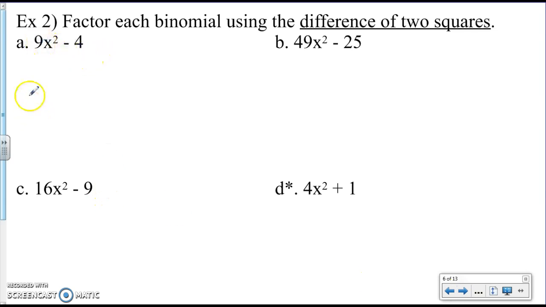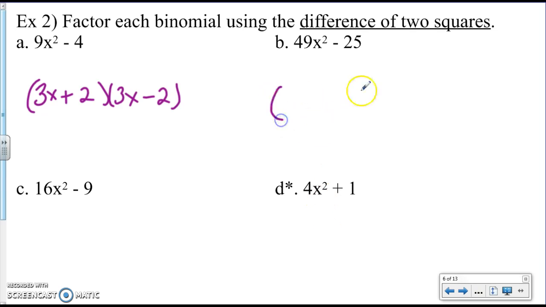Okay, can you take the square root of 9x squared? Yes, you can. You get 3x. So I'm going to go ahead and do that. Can you take the square root of 4? Again, that works. We get 2 and 2. If there's a minus sign here, I just use my conjugates. So 1 plus 1 minus.